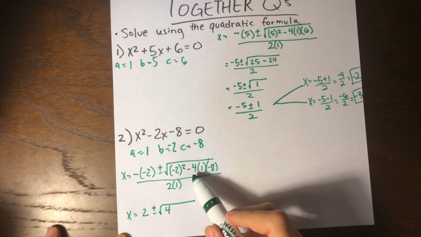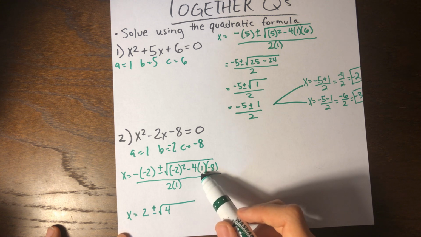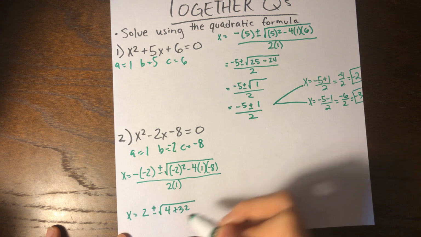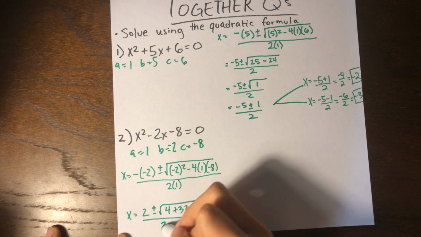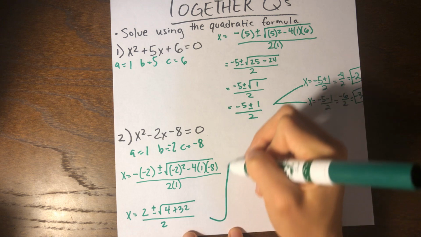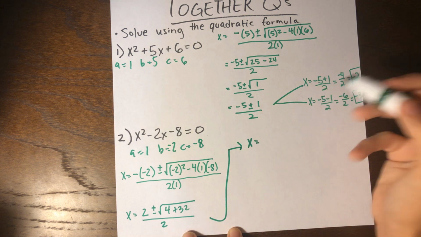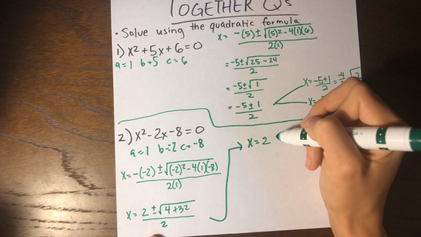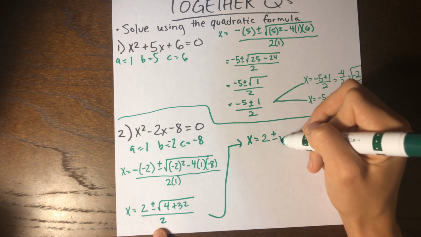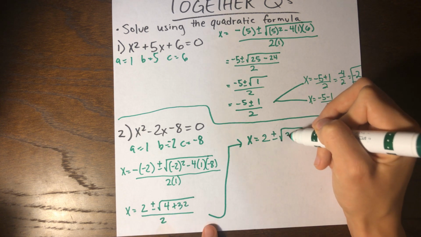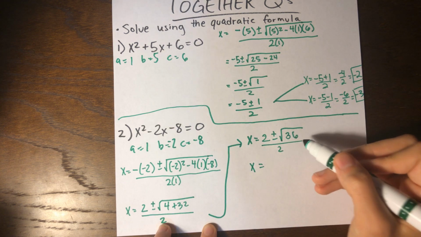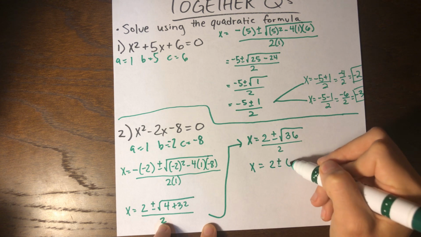Okay? Then we have minus 4 times 1. So negative 4 times 1 is negative 4. Negative 4 times negative 8 is positive 32. All over 2. Okay, now I'm going to combine these. So x is equal to 2 plus or minus the square root of 4 plus 32 is 36, all divided by 2. Keep simplifying. The square root of 36 is 6.